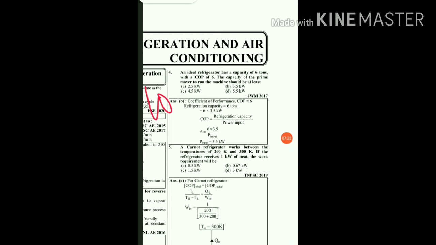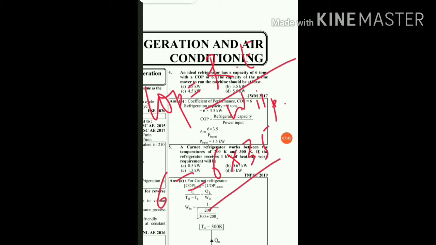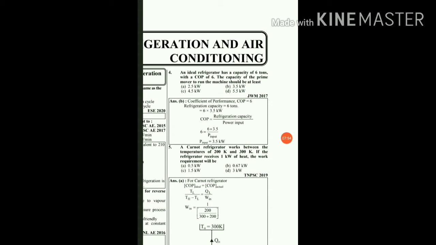So the coefficient of performance of a refrigerator is nothing but the refrigeration effect to the work input, that is the power required to drive the compressor. Here COP is 6, and the refrigeration capacity is given. So it is 6 into 1 ton, which is 3.5, divided by the power input that we have to find out. This comes out to be 3.5 kilowatts. So option B will be the right answer.